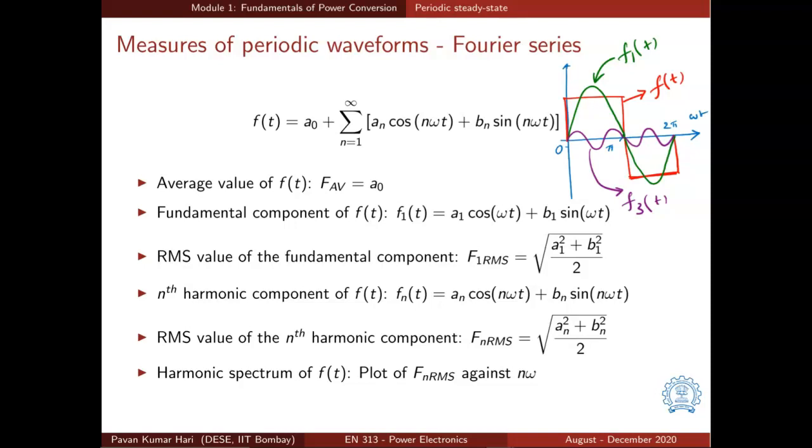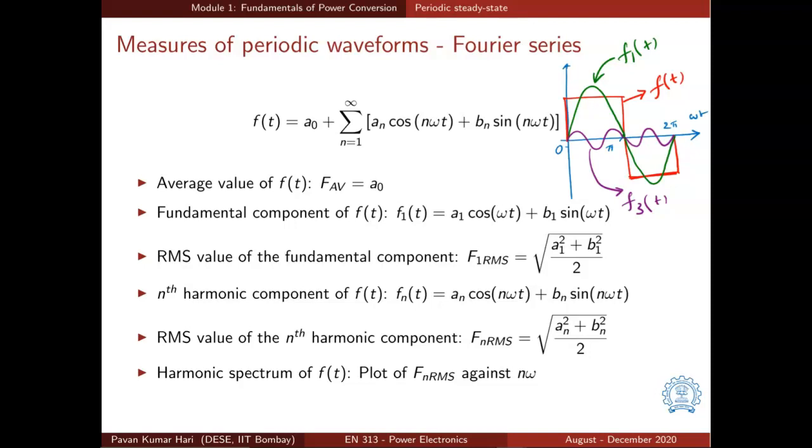Similarly, the second term in the infinite sum on the right hand side is the second harmonic component of f of t, and the third term in the infinite sum is the third harmonic component, and so on. The nth harmonic component of f of t is denoted by f_n of t and is expressed as a_n cos n omega t plus b_n sin n omega t. And the RMS value of the nth harmonic component is given by F_n RMS is equal to square root of a_n square plus b_n square by 2.